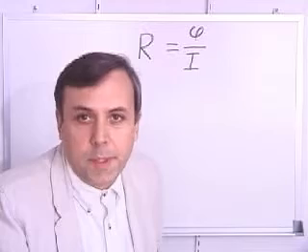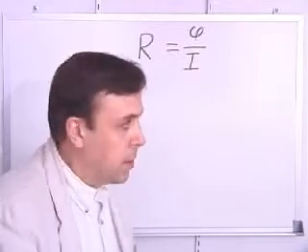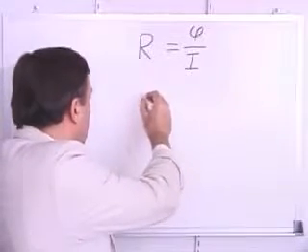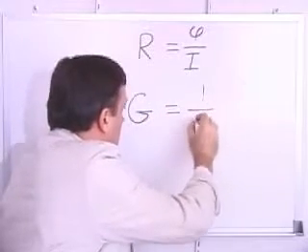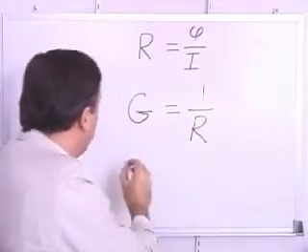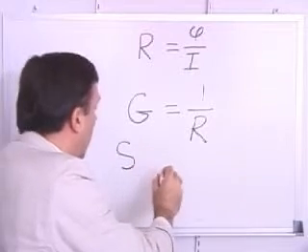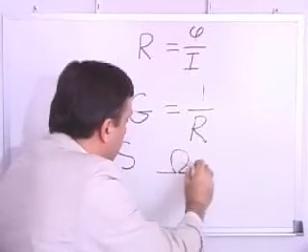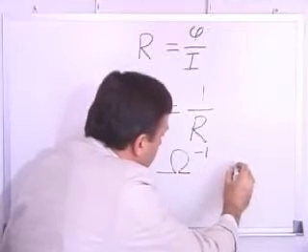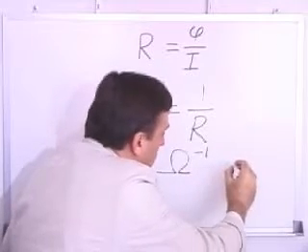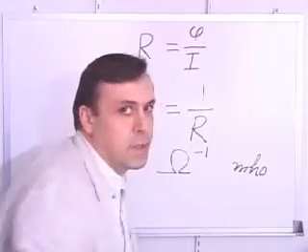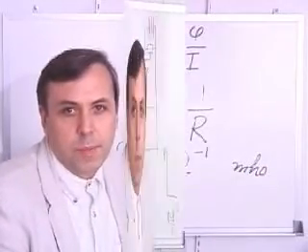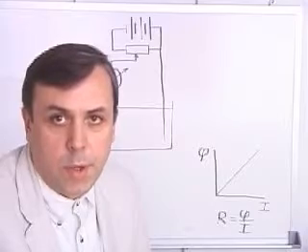The reciprocal of resistance is called electrical conductance, G, where G is measured in Siemens or ohms to the minus first, or sometimes in units called mho, the reverse of ohms. A word of caution is in order here.